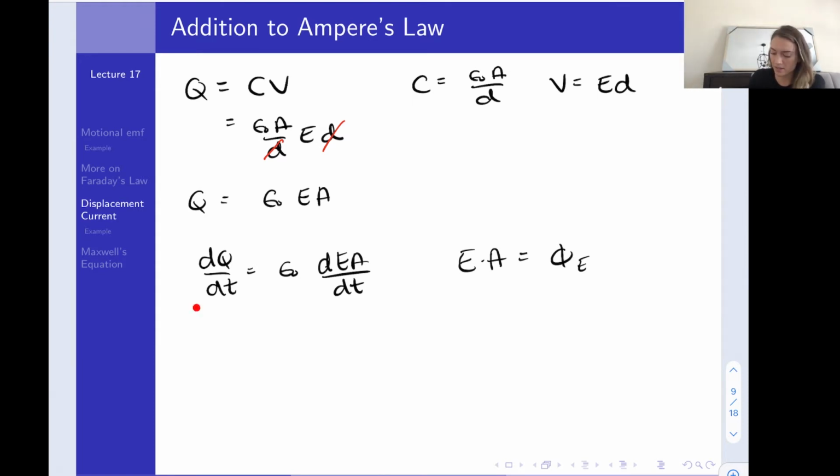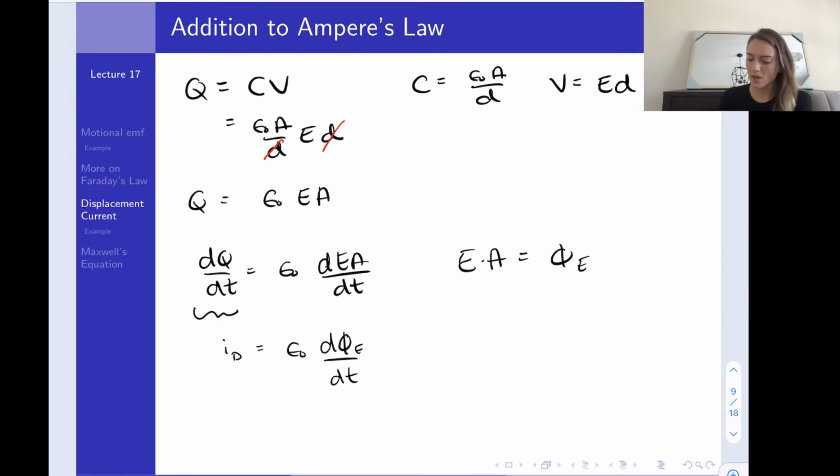So now I know that this dq dt is a current. So I'm going to call this little I with sub d. So this is actually going to be called the displacement current. And I can write it as epsilon naught times the time rate of change in flux of the electric field. Okay, so this I'm calling my displacement current.